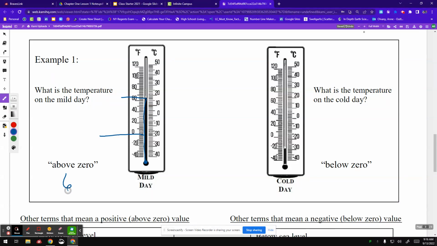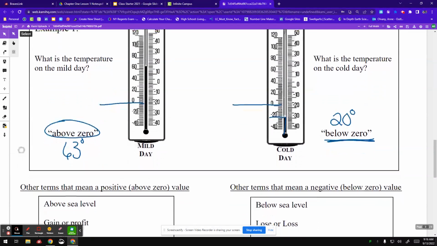64. 64 would be one up. I think it's more like 62 or 63. Yeah, 63. 63 degrees above zero. That's how we say it, just like Derek was telling us. And then this day is really cold. This day is negative 20. So it's 20 degrees below zero. So your number line can go up and down, or it can go side to side. Okay? Just so you can see different ways that it might look.